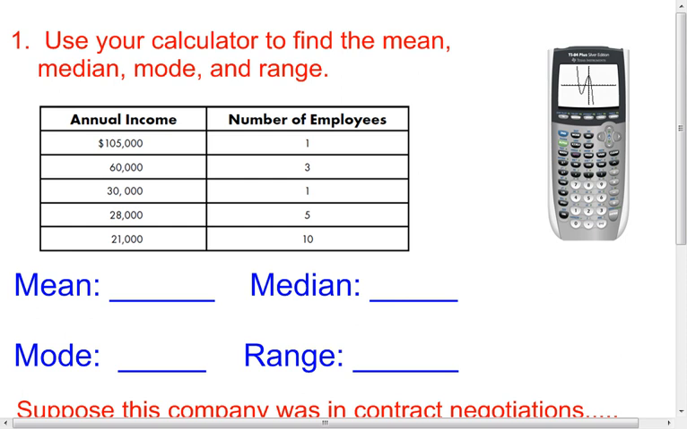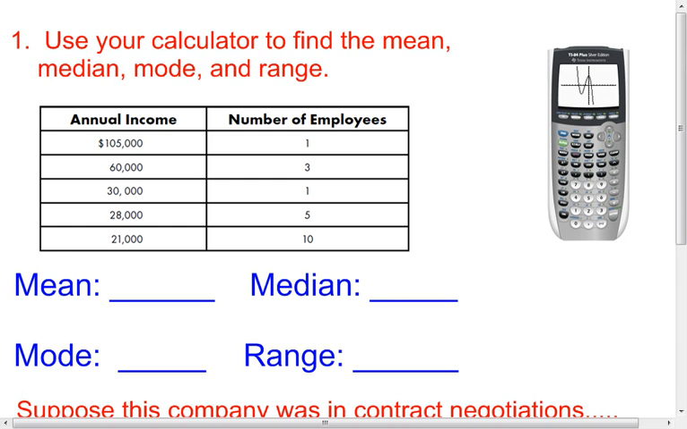Okay, so first of all, I want you to use your calculator and input your data into list 1. Remember, you're going to go to Stat and Edit and put your data in. You have to put 105,000 in one time, 60,000 in 3 times, and 30,000 in once, and so on. You should have 20 pieces of data entered into list 1.